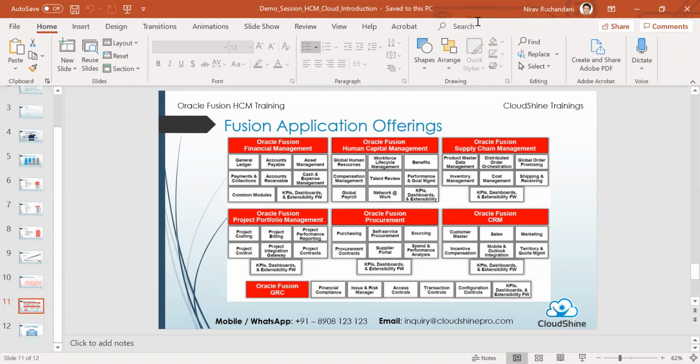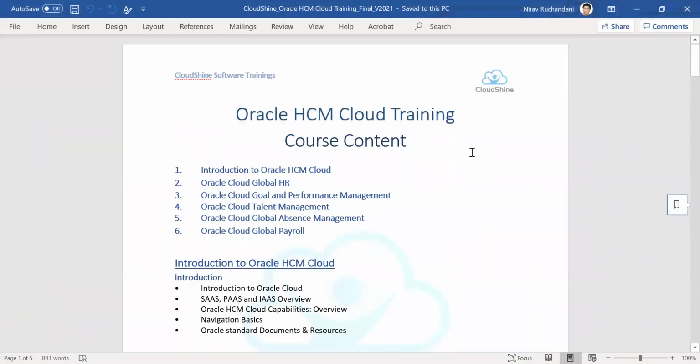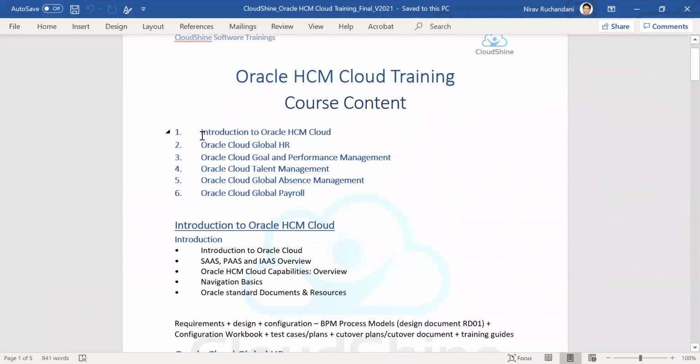So let me just quickly open up the course content. If you see this particular document, basically these are the 6 areas that we are going to focus on, or that are part of the scope of the training. So we have a basic introduction about Oracle Cloud. We briefly touched upon introduction to Oracle Cloud, SaaS, PaaS overview, and capabilities.